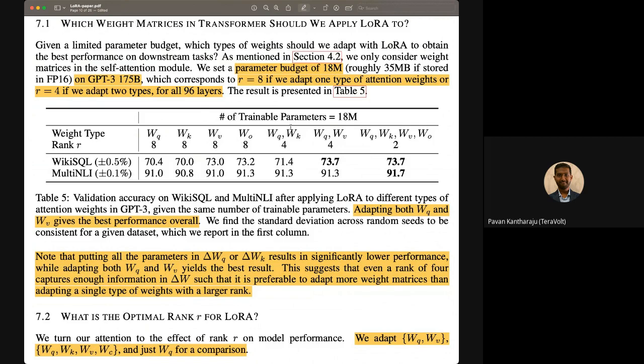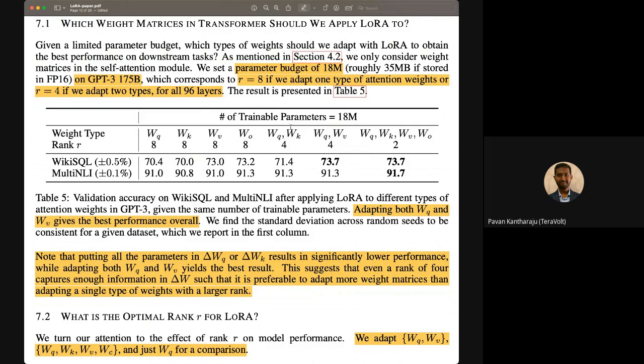So they look at query and key, query and value, and then also all 4 of them together. Specifically, given GPT-3, they apply it to the WikiSQL and multi-NLI data sets. What they see is that if you adapt both query and value, either together or in conjunction with all the other weights, you get the best performance.